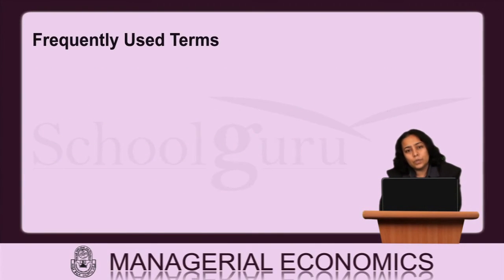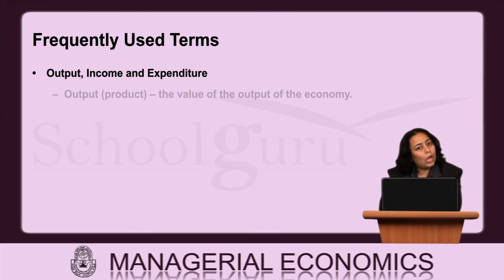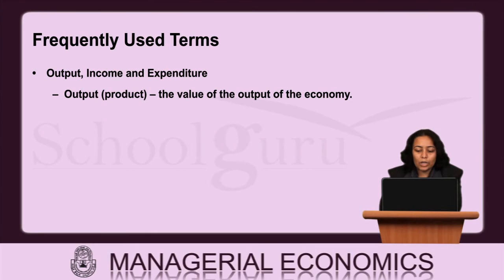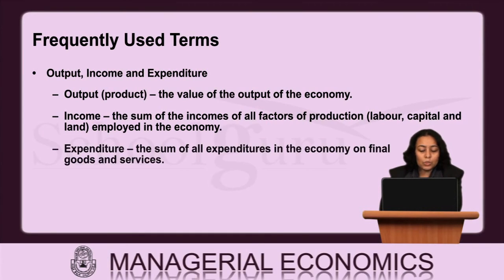There are certain frequently used terms which we'll be using throughout the presentation to understand these concepts better. One is output, income and expenditure. Output, as the word suggests, is the product. It's the value of output of the entire economy. Income is the sum of incomes of all factors of production: labor, capital, land. Here we are not considering technology as a factor in terms of monetary income, but labor, land and capital would be the input factors employed in the economy. Then expenditure is the sum of all expenditures in the economy on final goods and services.